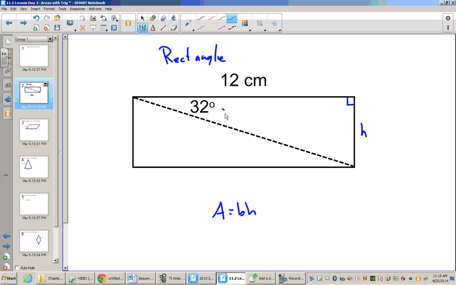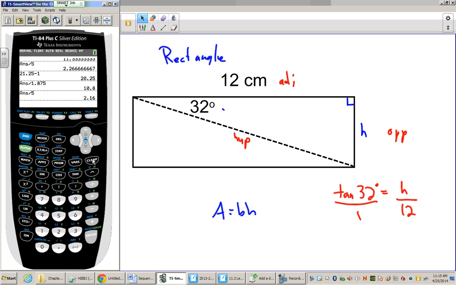First thing I do, since we have a right angle, is label opposite, adjacent, and hypotenuse. We want to find opposite, and we know adjacent, so we're going to use tangent. So I'm going to say the tangent of 32 degrees is equal to the opposite, which is h, over adjacent, which is 12. Now, we take out our trusty calculator. Make sure your calculator is in degree mode, and we'll hit tangent of 32, enter.